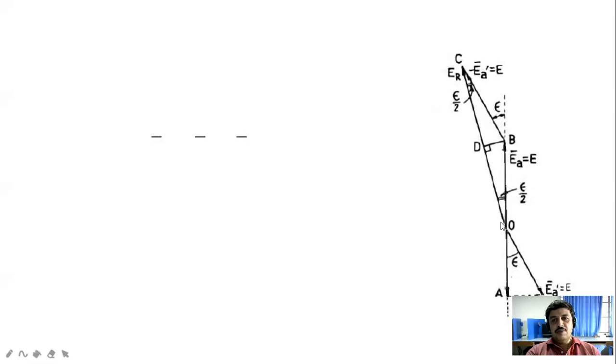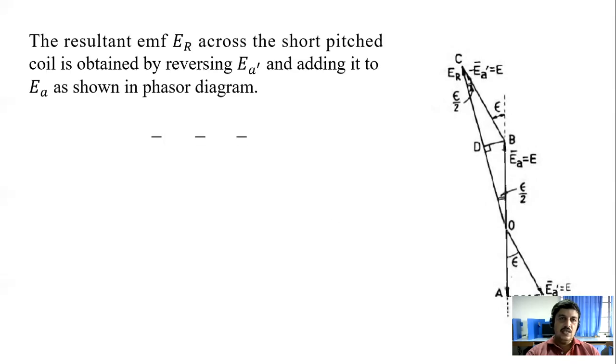Now we have to determine the resultant EMF in coil AA dash. For this purpose, we have made some modifications in this phasor diagram. This resultant EMF can be obtained by simply adding the OB phasor and minus of the EA dash phasor. So how do we obtain this resultant EMF? The resultant EMF ER across the short pitch coil is obtained by reversing this EA dash and adding it to EA, as shown in the phasor diagram.